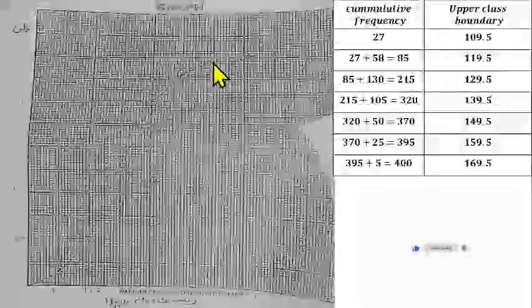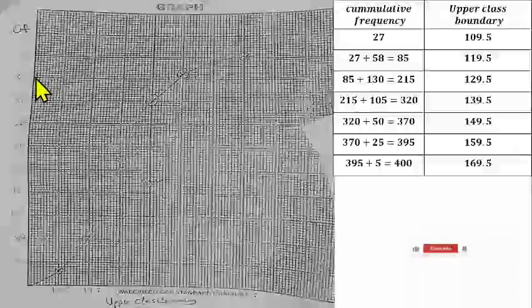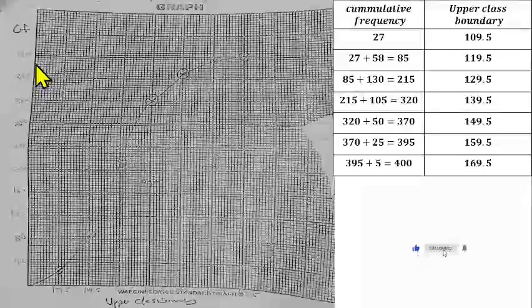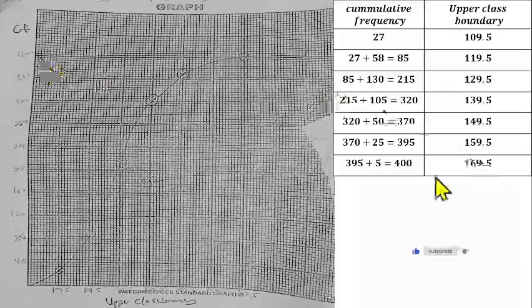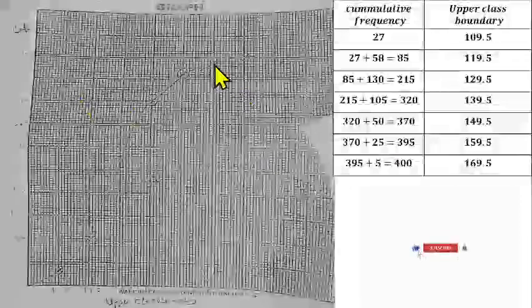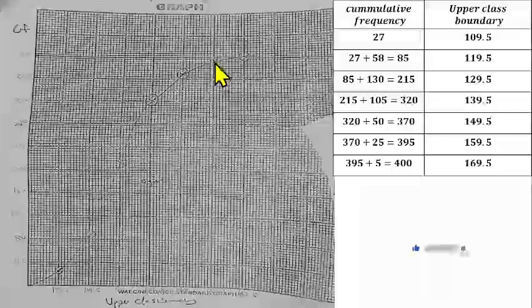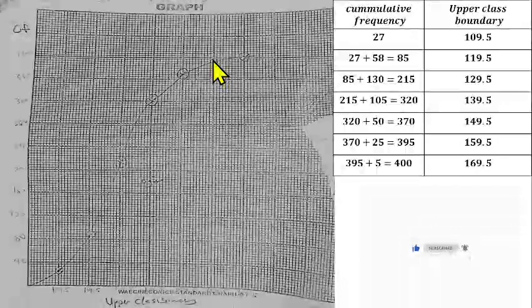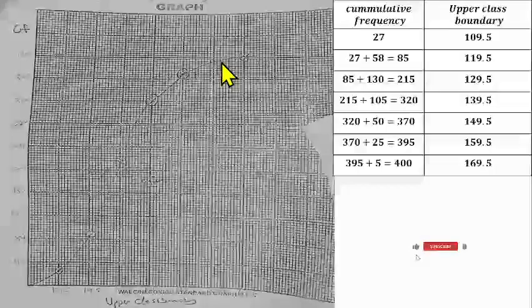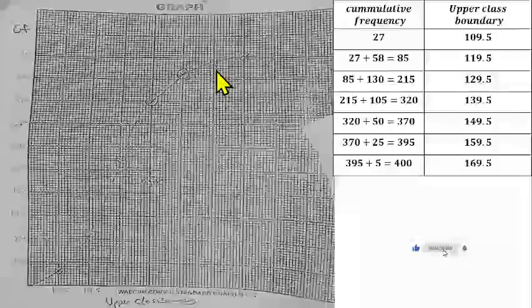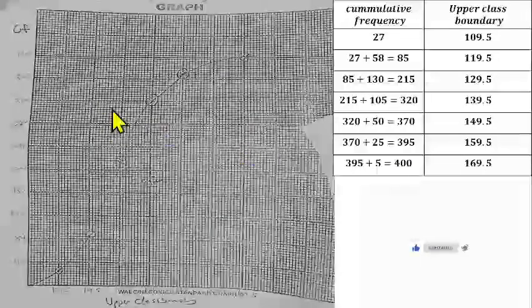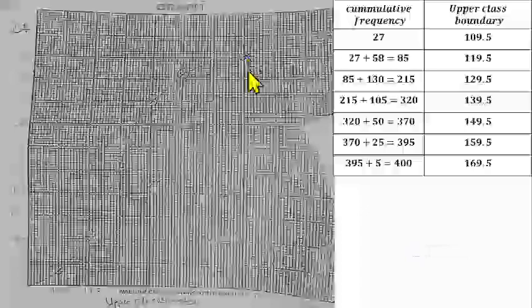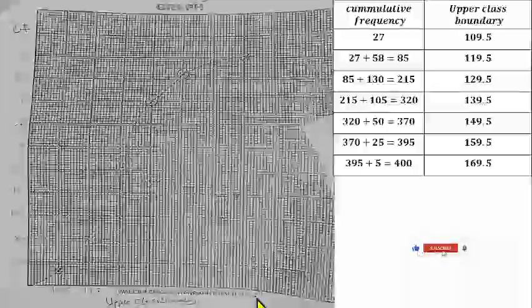Then 395. 395 will be here. If you calculate, each line will be 4, and 4 times 10 is 40. Then we are going to 395, so that should be in between the ninth line and the tenth line. Then the last one is 400, which should be on this line. That will be under 169.5.